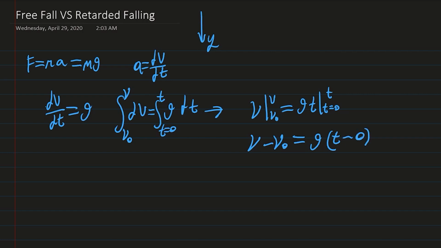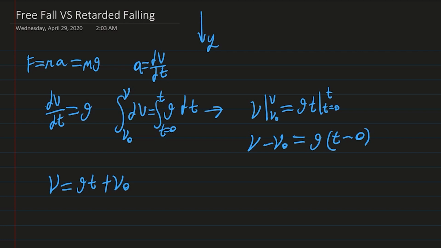So if we move this v naught to the other side, we end up with v equals g times t plus v naught. Adding that term to the other side leaves us with the velocity equals g times t plus v naught. And this makes sense because whatever initial velocity you have will be incremented as time passes by gravity. So as you fall, you'll fall faster and faster and faster.